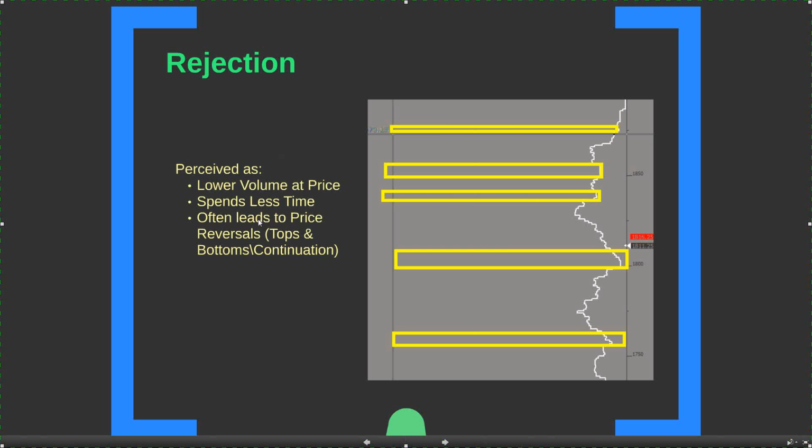Okay, so the rejection areas, the low volume areas, or the areas where we spend less time, typically lead to reversals, which is basically what we look for. I don't know about you guys, but when I'm looking for entries, I'm looking for some kind of reversal. So the market could be, let me just throw some ideas out there. How can you use just what I've just explained to you right now?